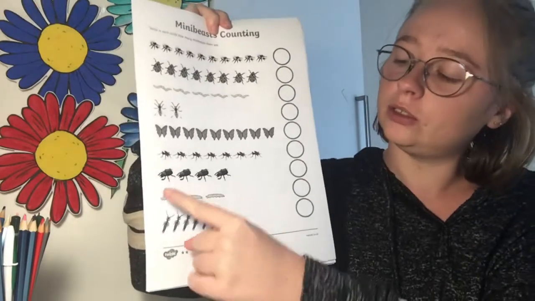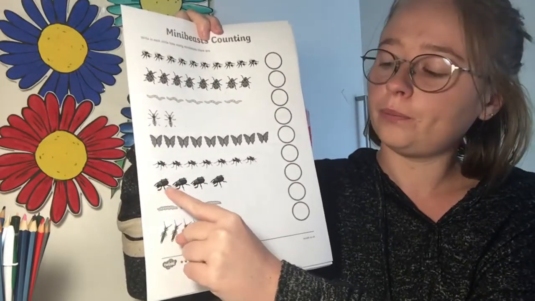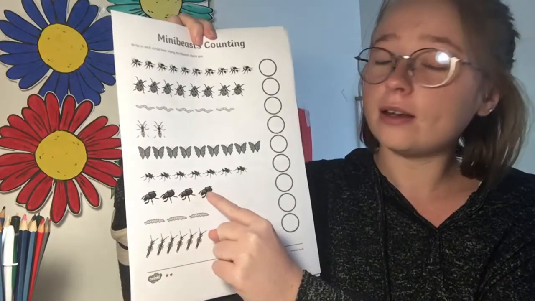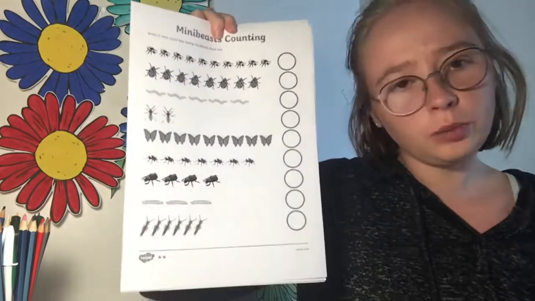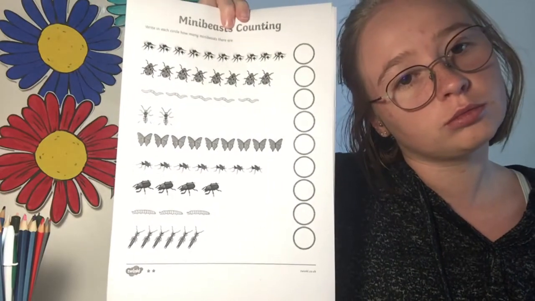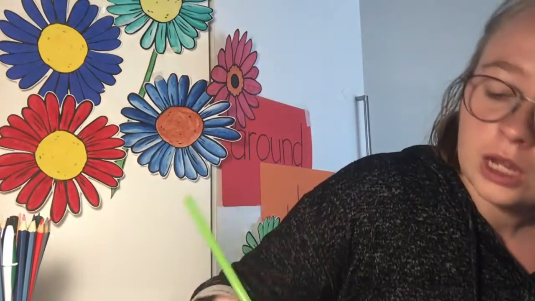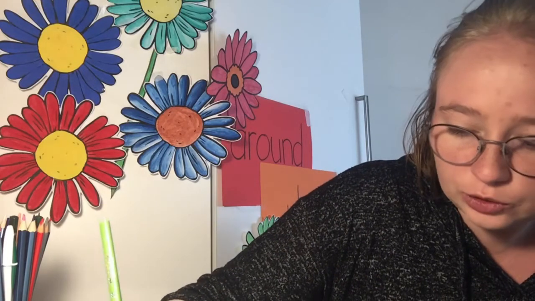So let's count the beetles all together. 1, 2, 3, and 4. So how many beetles are there in a row? 4 beetles in a row. So then you take your pencil or your crayon and you can use your finger to make sure that you write it in the right circle.